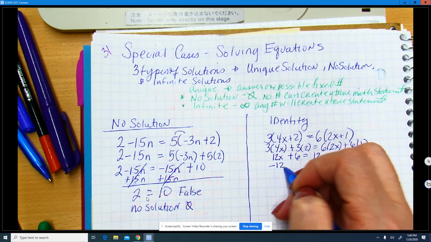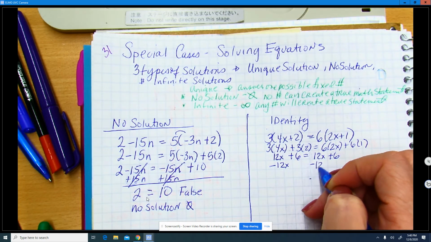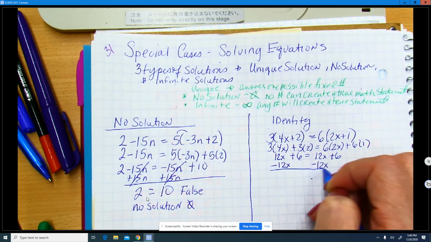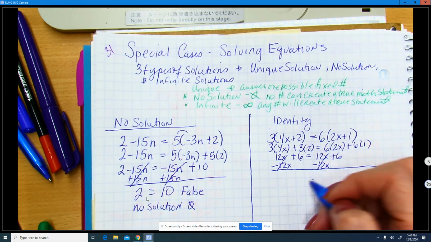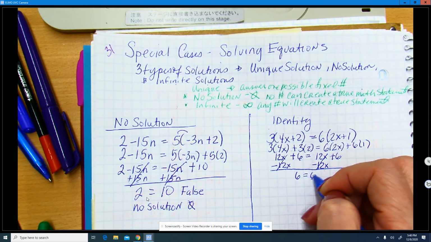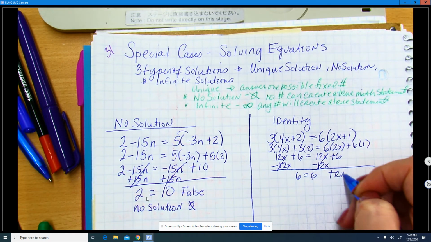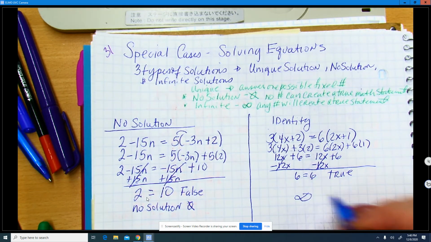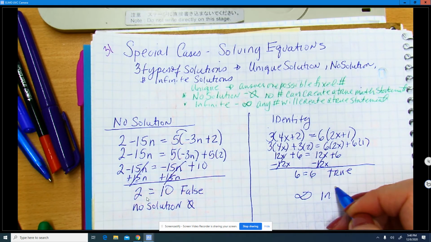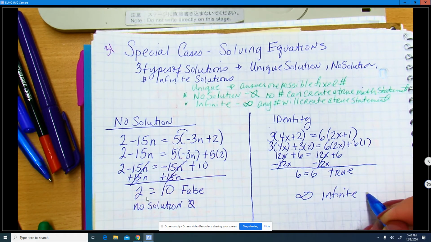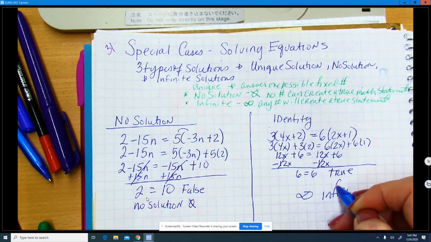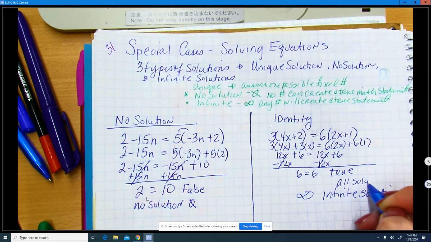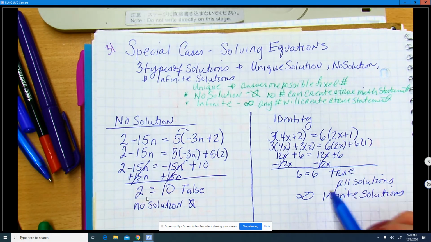So when I move to the rewind step, and remember, I always want to get all the variables together, so I should be rewinding one of the variables when I have variables on both sides. They eliminate, and I'm left with 6 equals 6. And this is a true statement. So that's going to be infinite. Some people call it all solutions, because any number that I put inside will create a true statement.